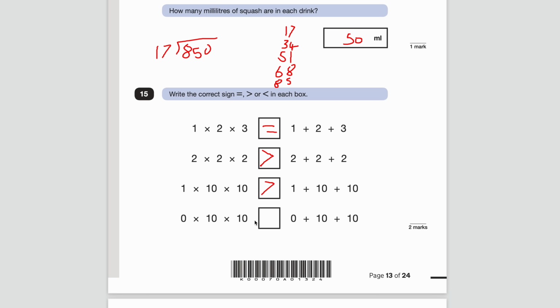Now, this one will catch a lot of people out. Why? Because there's a 0 in there. And so many times people look at 0 multiplied by something and think it's this. No, it's not. Anything multiplied by 0 is 0. So even if we only had 1 on this side, it's still going to be bigger, but we've got 2 lots of 10, so it's 20. So this one is definitely going to be bigger than 0.